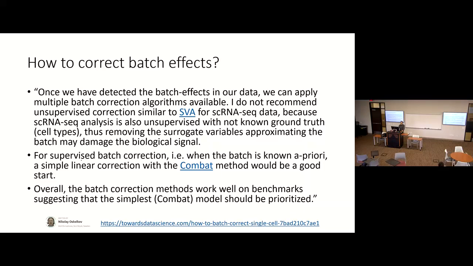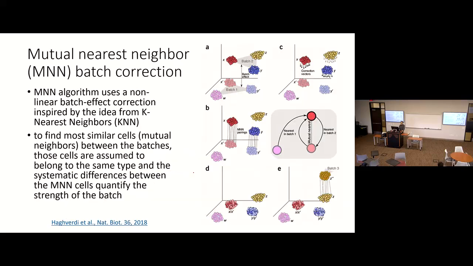So this is ComBat, a supervised batch effects correction using simple linear correction. That's an old school method. And most recently, in 2018, the idea of the nearest neighbor was used. This is distance-based: you want to find your neighbors, so you have to look at how far away they are from each other. So the idea is like here.